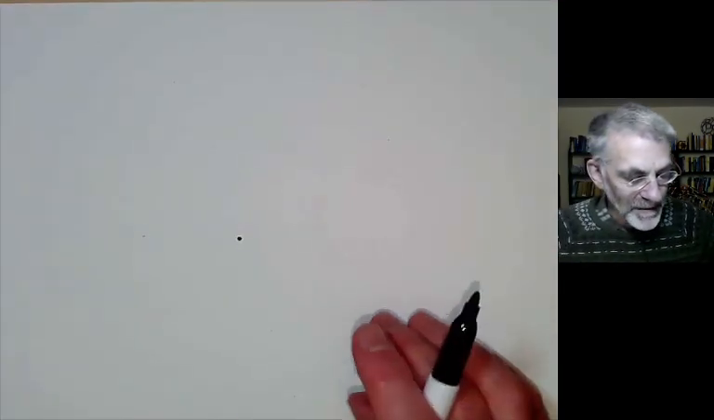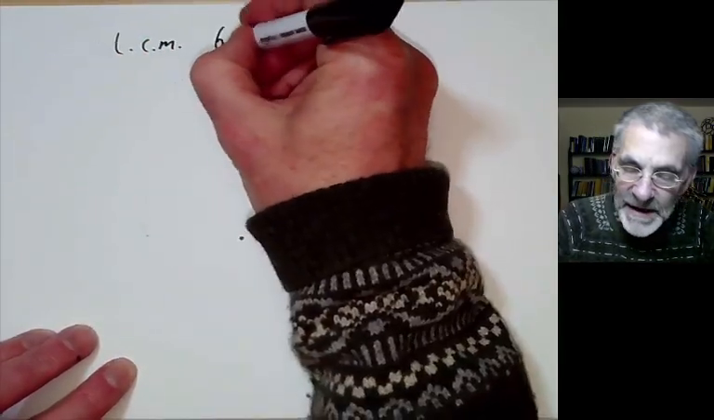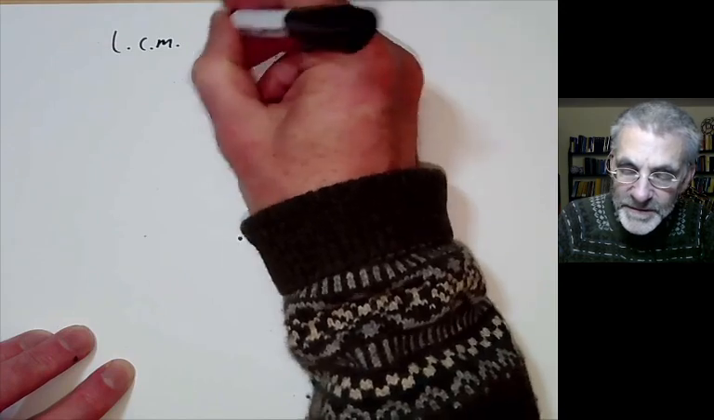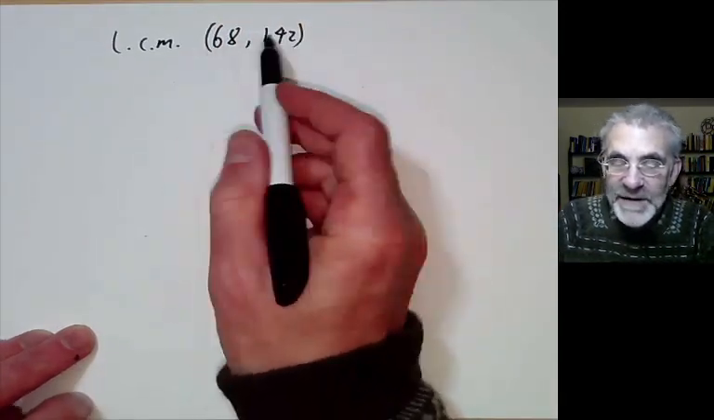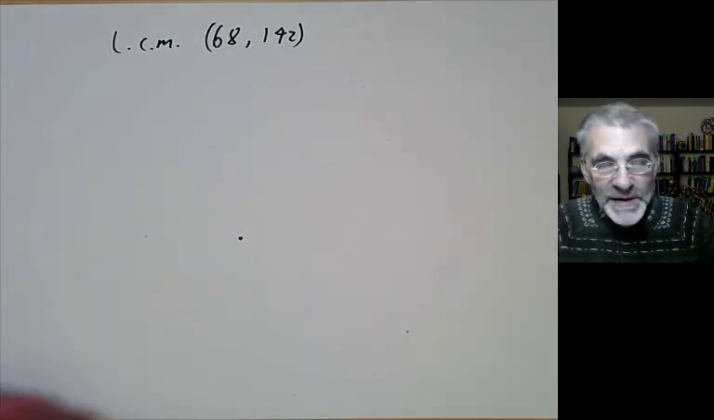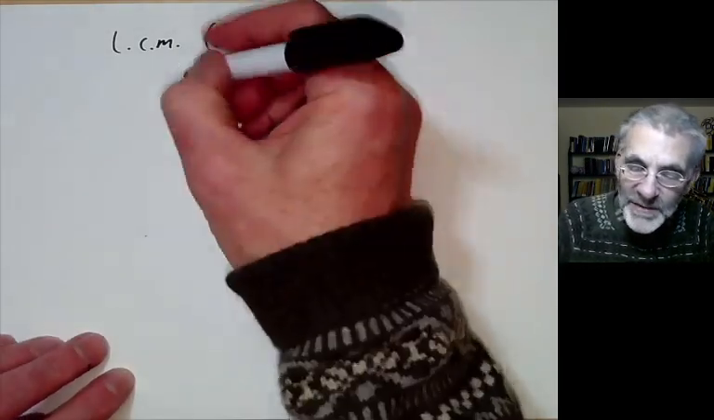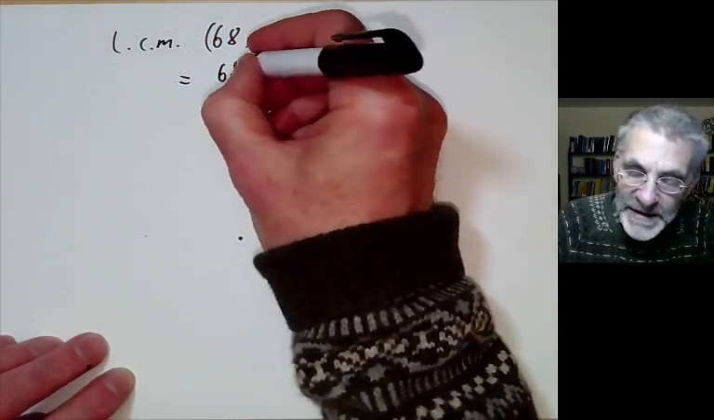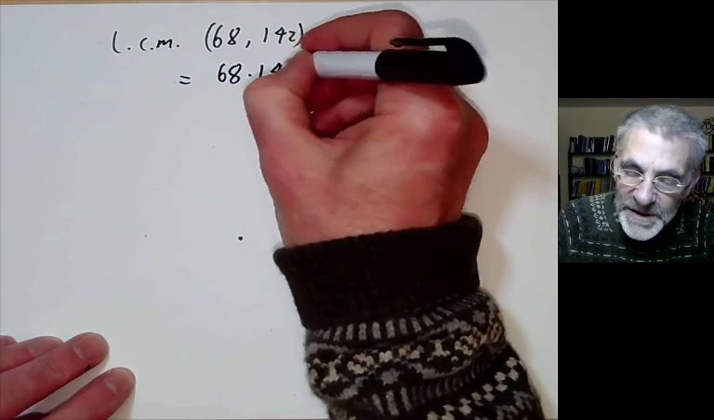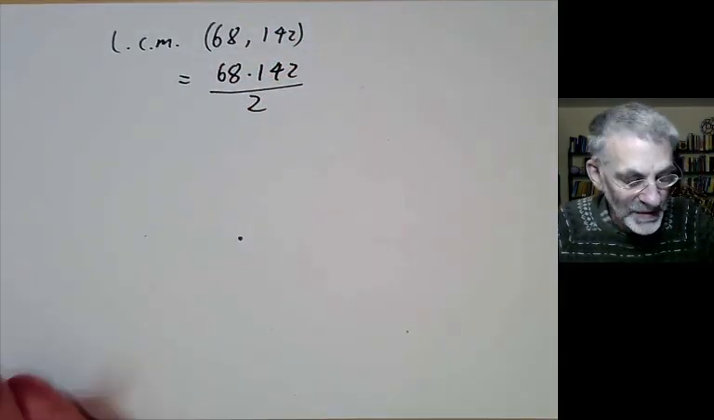So for example, if I want to work out the least common multiple of, say, 68 and 142, we don't factor these into primes, because factorizing into primes is difficult. I mean, we were just factorizing into primes as a sort of theoretical tool to show the least common multiple is equal to 68 times 142 divided by the greatest common divisor. And we worked this out before, it's just equal to 2.